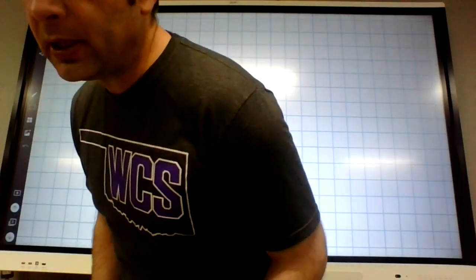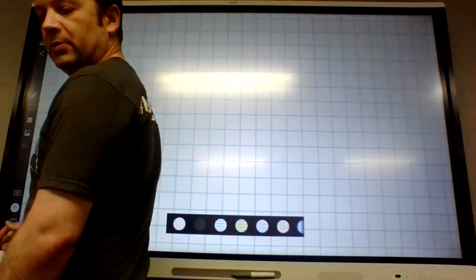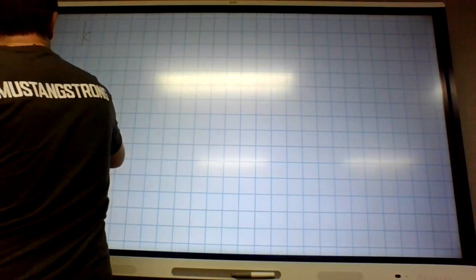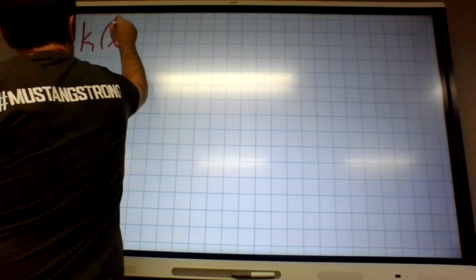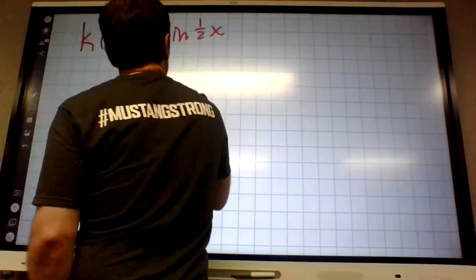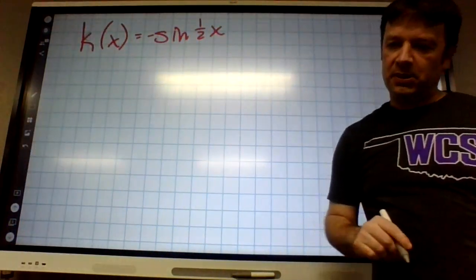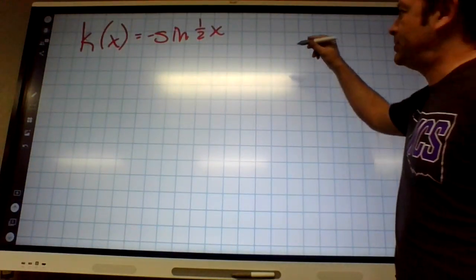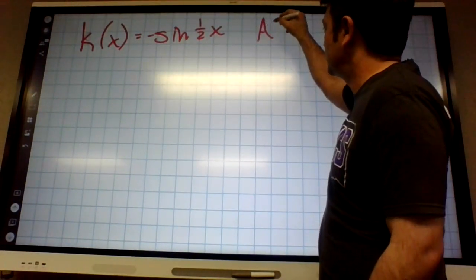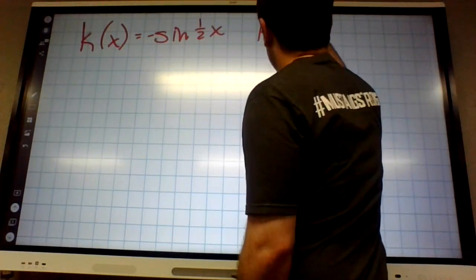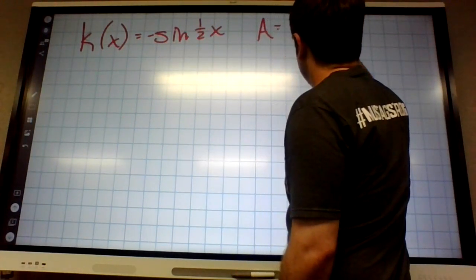15. K of x equals -1/2 sine of x, equals negative sine 1/2 x. Did I copy it right? Yes. Okay. What is the amplitude? This is part of the question. It is 1. There's an invisible 1 right there. The negative doesn't really affect the amplitude.